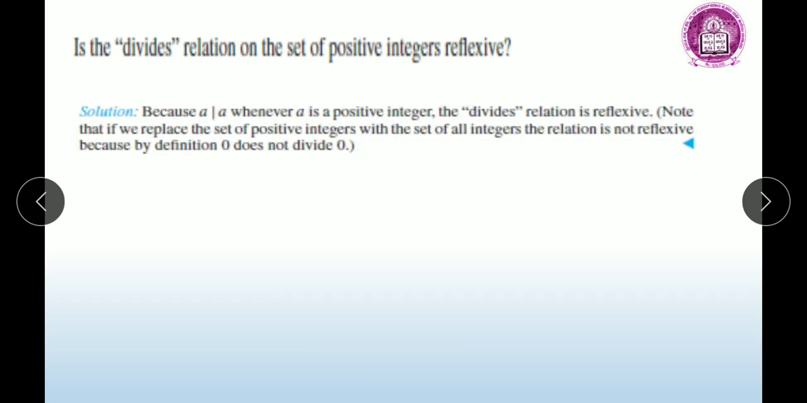But in place of positive integers, if you take all the integers, is it reflexive? No, because by definition, 0 does not divide 0.